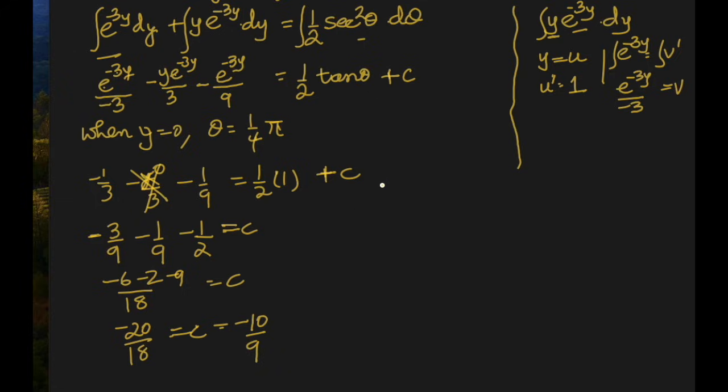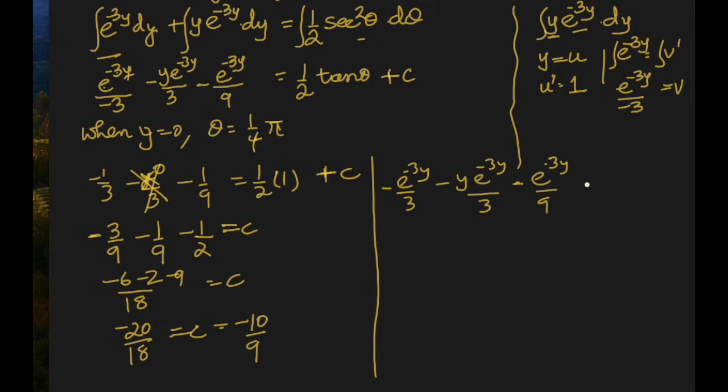So the differential equation finally is solved. What was our differential equation? This was the one, right? So e to the power minus 3y over minus 3, so 3 minus y e to the power minus 3y over 3 minus e to the power, all are negative, so we can interchange their places, minus 3y over 9 equal to half tan theta minus 10 over 9.